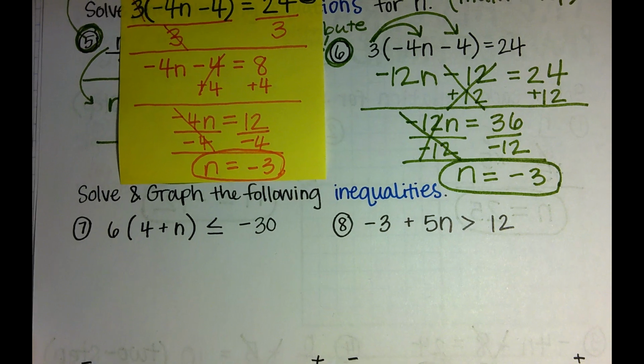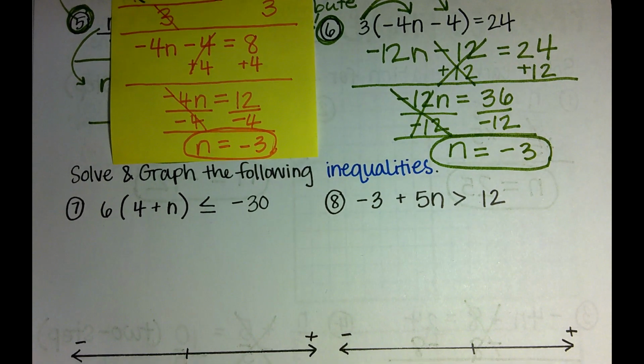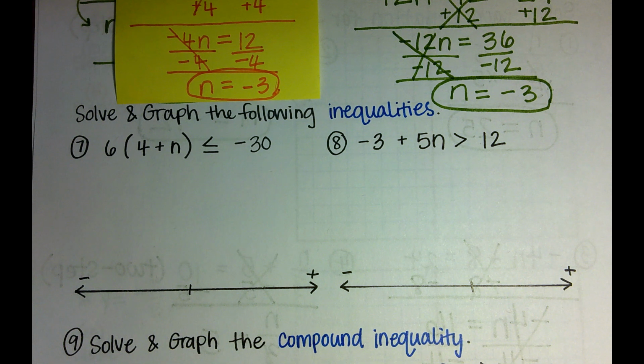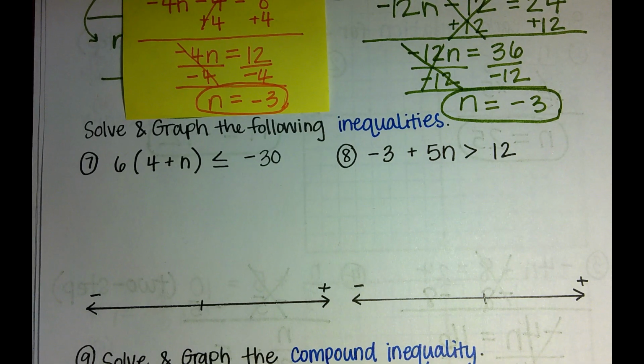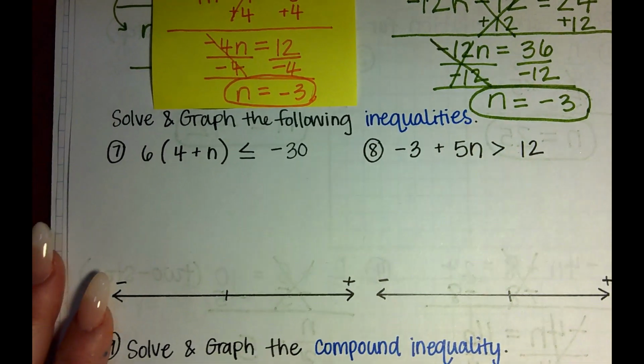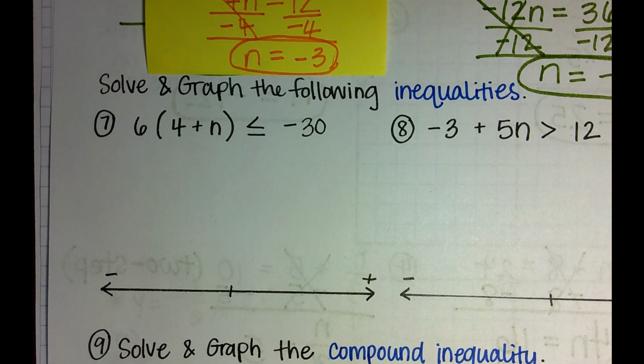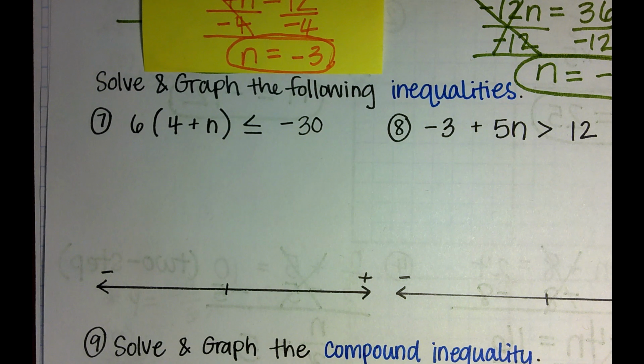And let's start looking at our inequalities now. So, remember, solving inequalities is just like solving an equation. Exactly the same. The only thing that's different is we graph it afterwards. So let's look at number 7. I have 6 times (4 + n) is less than or equal to -30. So what should I do first?